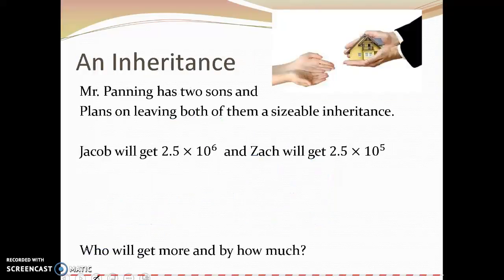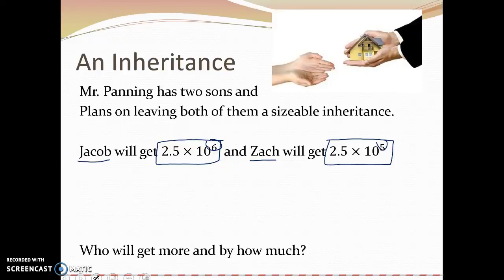So another example. Suppose that I do have 2 sons, and suppose I'm going to leave them both a sizable inheritance. My youngest son, Jacob, suppose he gets 2.5 times 10 to the 6th power. And my other son, Zach, gets 2.5 times 10 to the 5th power. So who will get more? So it's obvious by looking at the exponents here that Jacob's going to get more. But by how much? And so we could look at this 2 different ways.